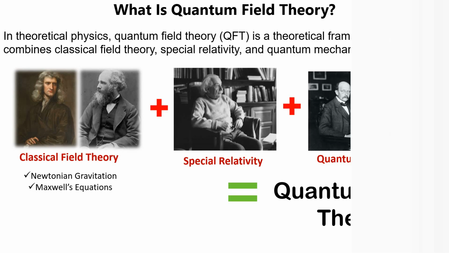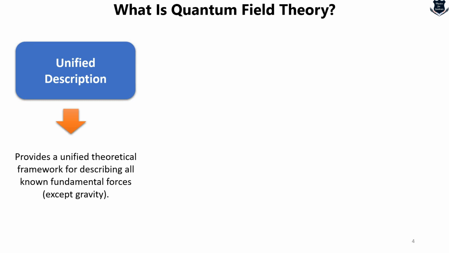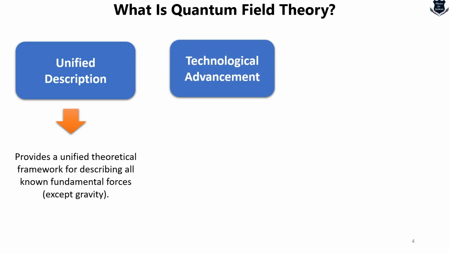Now from this quantum field theory definition, we get three important aspects. One is that this provides a unified description except gravity, because we are still searching for the graviton, or string theory has not itself been proved. So gravity is excluded. But other than that, all of the fundamental forces are included.